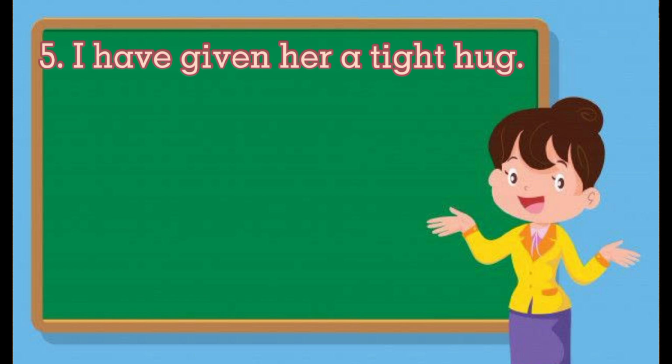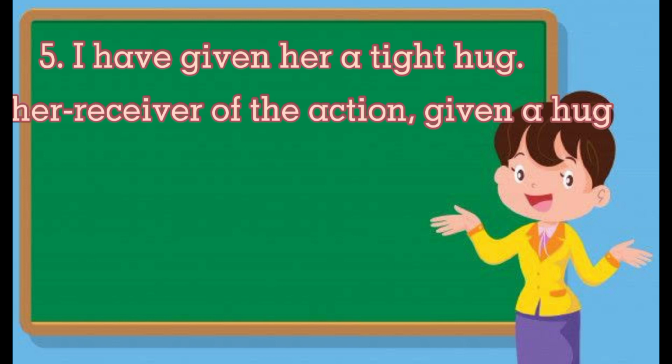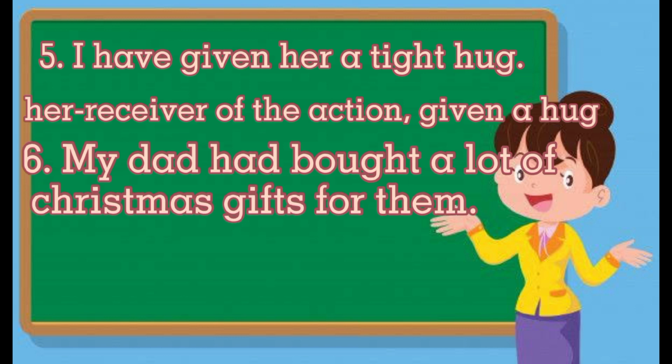You got it right. Next, our fifth sentence, we have I have given her a tight hug. In this sentence, who have given her a tight hug? It's our pronoun I, which functions as subjective. And what have I given her? A tight hug. So her here receives the action given a hug. So it is still an objective pronoun.